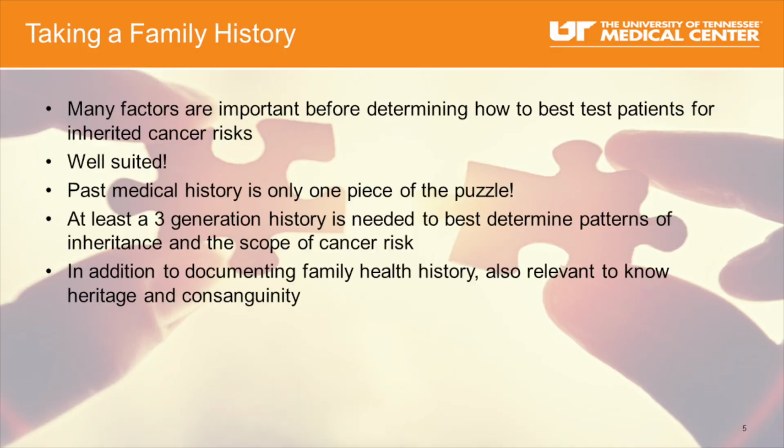And finally, in addition to documenting a patient's family history, it's very important to know what their ethnicity was, as this may increase their risk for certain genetic mutations, and also to ask about a concept called consanguinity, which is mixing of the blood or potential ancestral relations that may have occurred in the past that could have had an influence on the overall genetic makeup that a patient may have inherited.